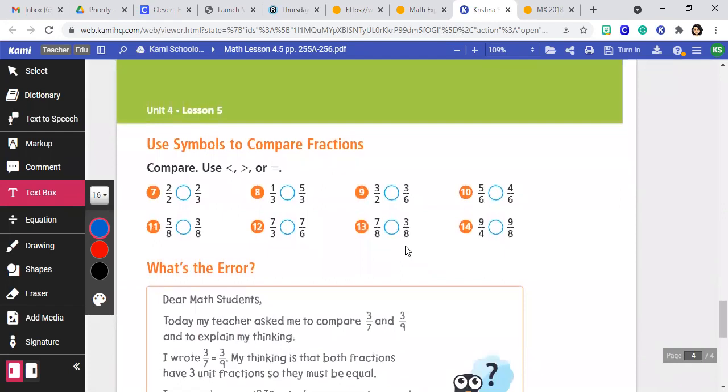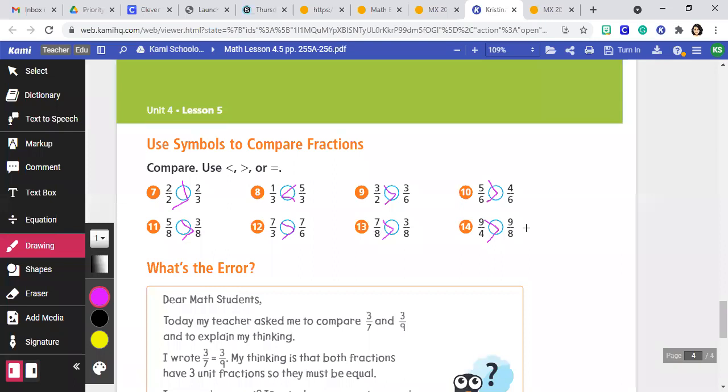Turn your paper over. We're going to use our comparison symbols to compare these fractions. Pause the video now. Compare these fractions using the symbols given to you here. Once you have given your answers, hit resume and compare what you have with what I have.